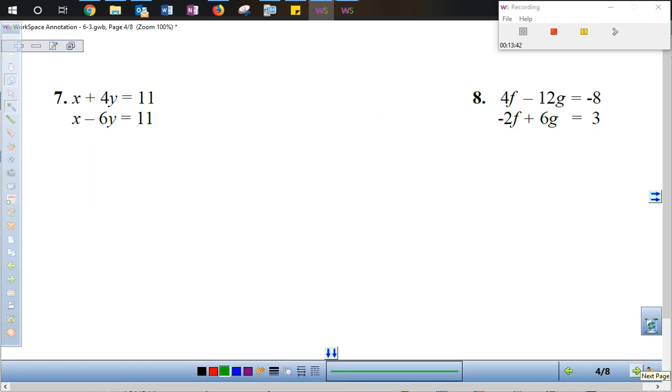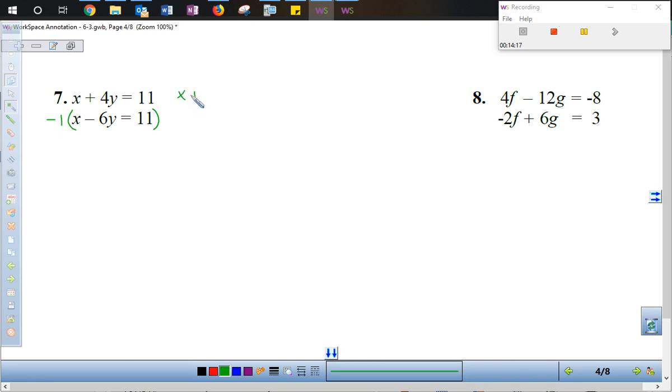Okay. On number 7, I have x plus 4y equals 11 and x minus 6y equals 11. So everything's lined up, but right away, if I add these two equations together, nothing's going to cancel out. Now, if you pay attention, on the x's, we do have the same coefficient, they're just not different signs. So this one's really easy to work with. I just need to pick one of my two equations. I'm going to pick the bottom one, and I just need to change the sign in front of the x. So that's really easy to do. I'm just going to multiply this bottom equation by negative 1.